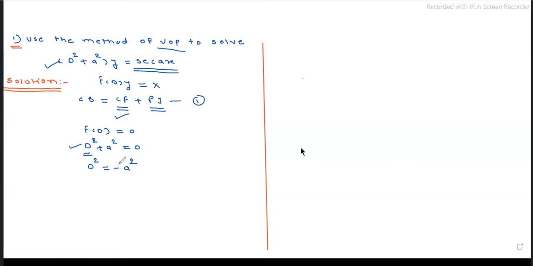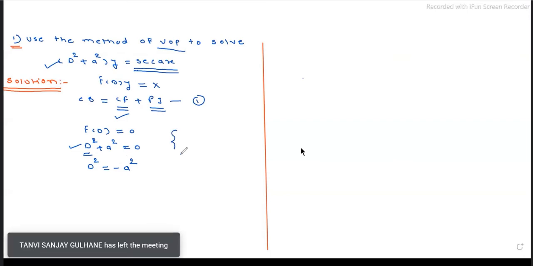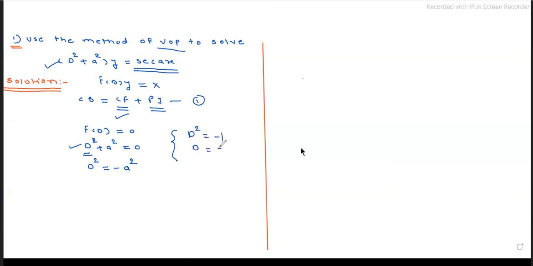But you know that if you get D square is equal to minus 1, your roots are D is equal to plus minus i. If you have D square is equal to minus 4, your roots are D is equal to plus minus 2i. So whenever a minus sign is there, you always need the imaginary. And that's why, as D square equal to minus a square is there, your roots are D is equal to plus minus ia. Okay, so what are the roots? Plus minus ia or plus minus ai.